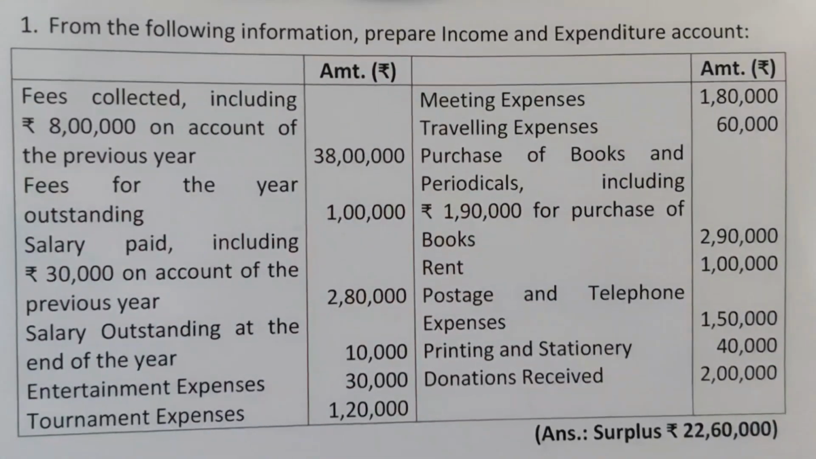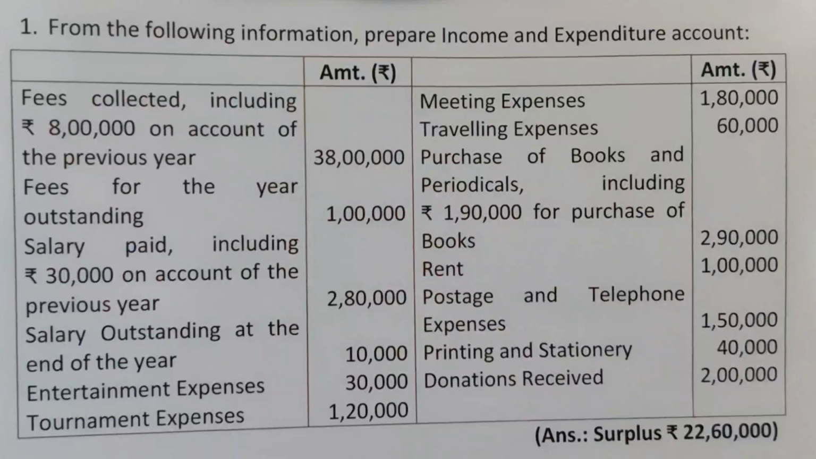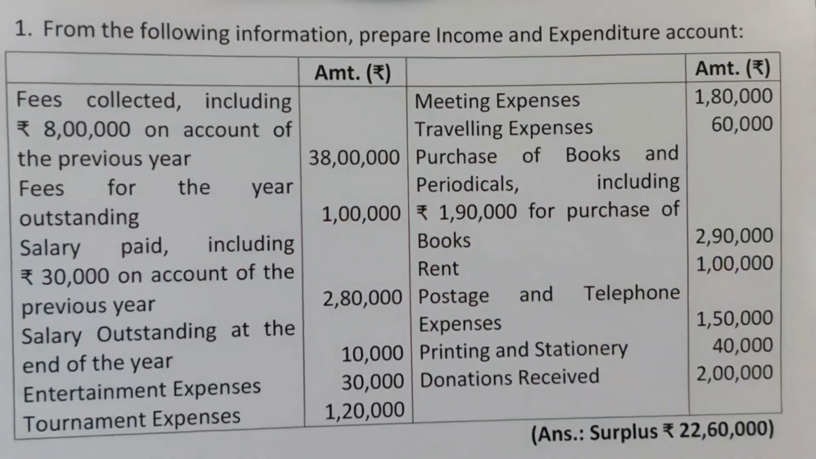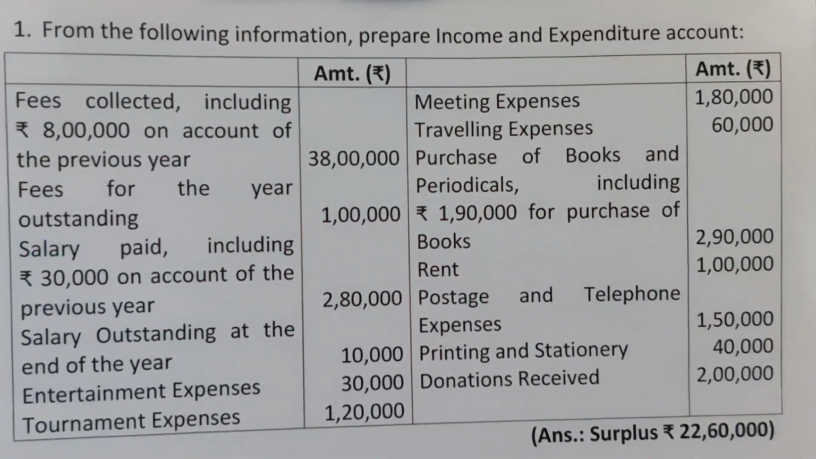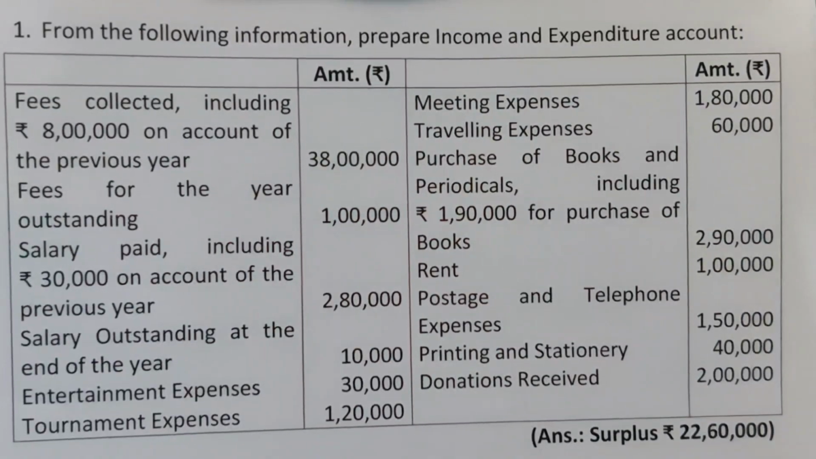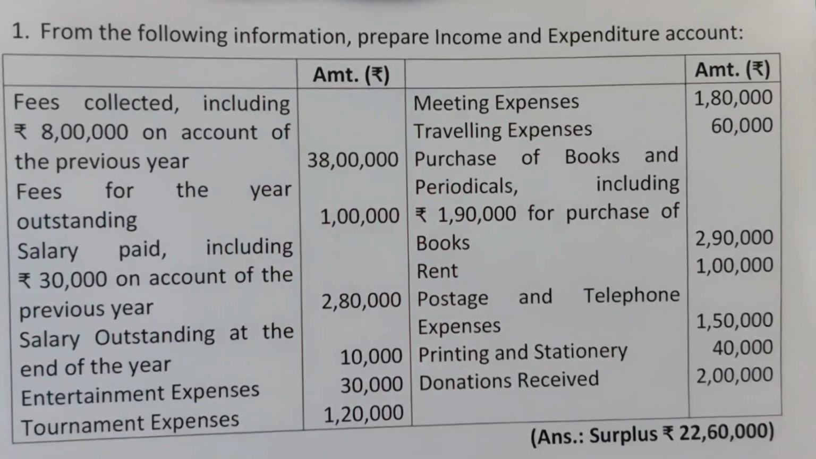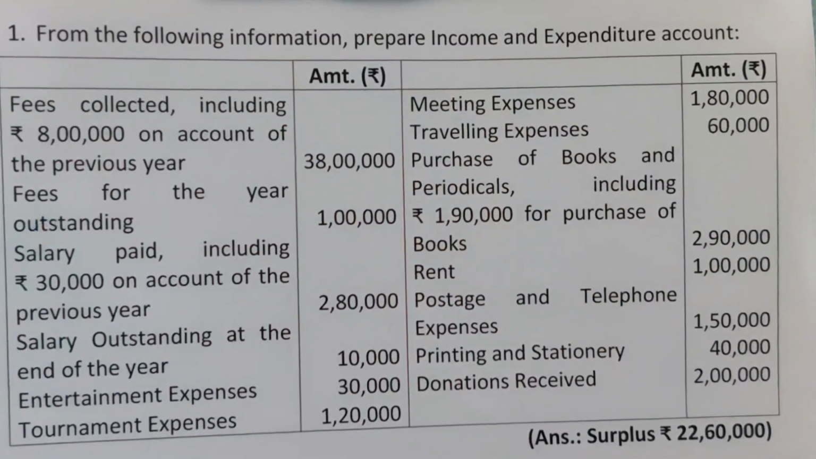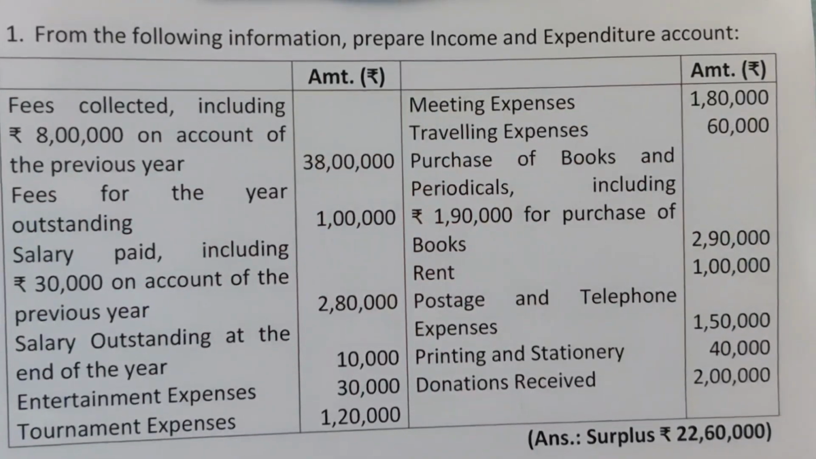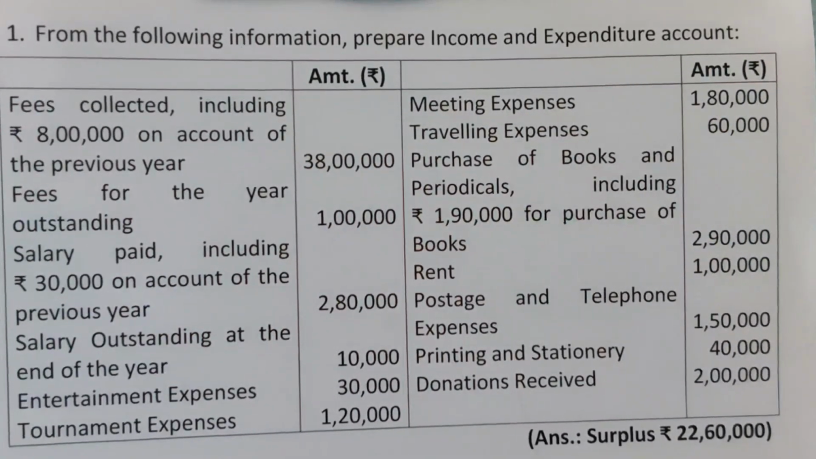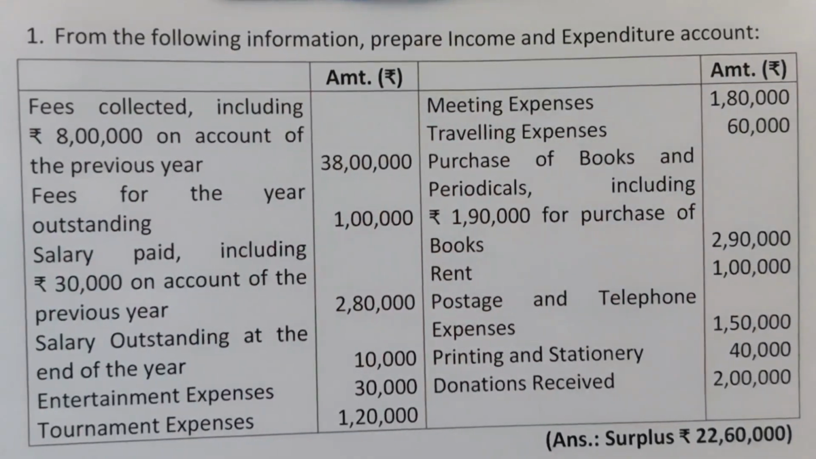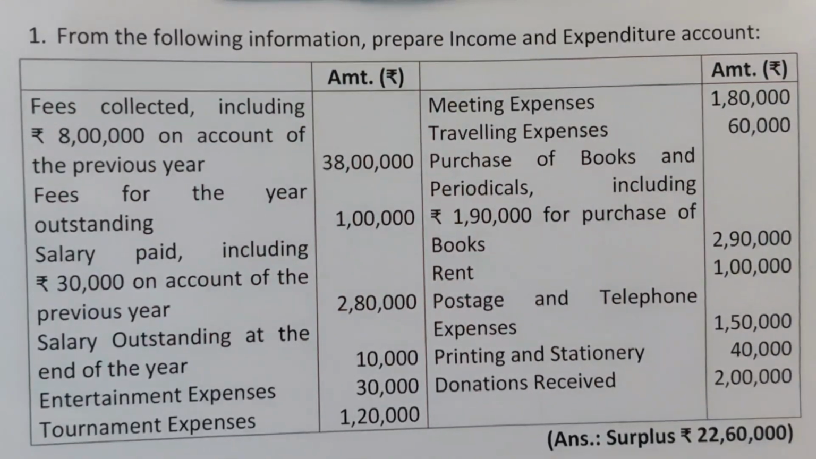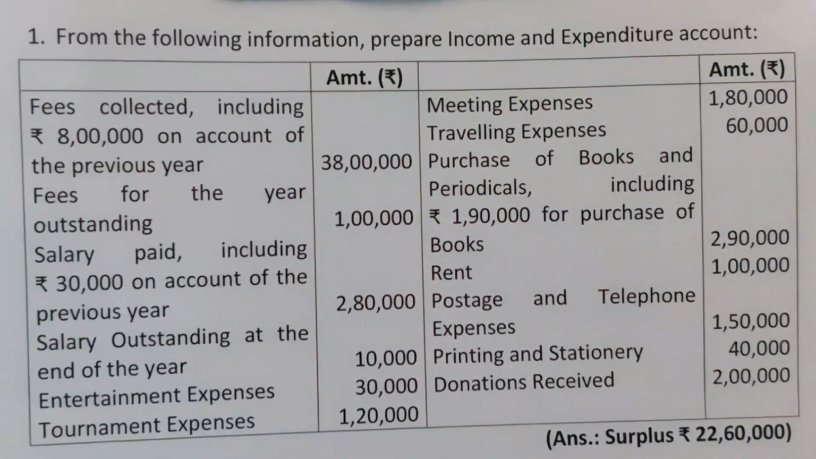Fees collected including 8 lakh rupees on account of the previous year: 38 lakh. Total amount received is 38 lakh. Out of it, 8 lakh relates to the previous year. Fees for the year outstanding, 1 lakh rupees. Current year's outstanding fees is 1 lakh rupees. Salary paid including 30,000 rupees on account of the previous year. The amount of salary paid is 280,000. Out of it, 30,000 relates to previous year. Salary outstanding at the end of the year, 10,000 rupees. So this year's salary of 10,000 rupees was not paid.